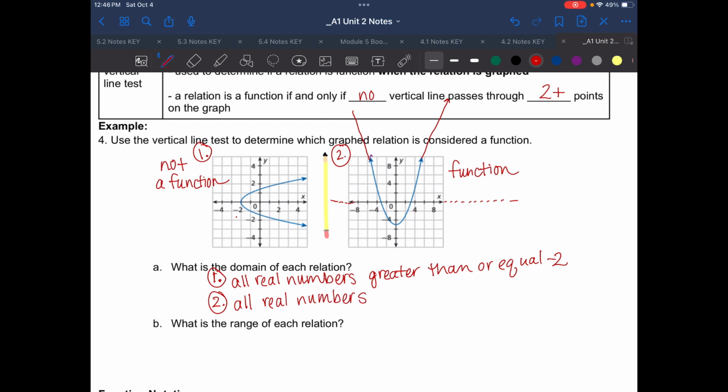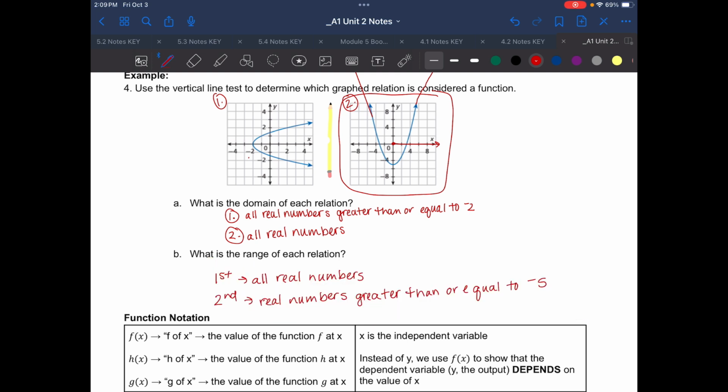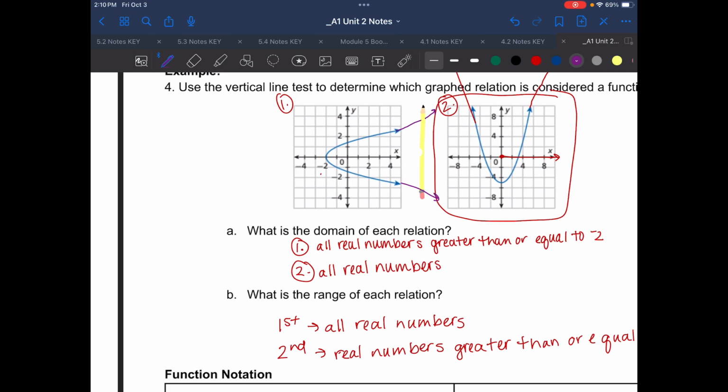All right, so for the range, all possible y values, I want you to pause here and try that one on your own. All right, so now if we look at that, for the first graph, it's all real numbers for your range, okay? So your range is your possible y values. If I look at this graph, my y values going up, this line's going to keep going and going and going, and it's going to eventually hit all of the y values going up. Same for all the y values in the negatives. So it's all real numbers.